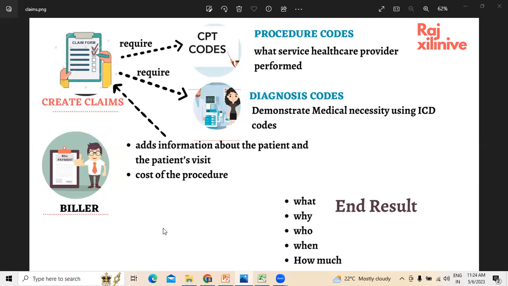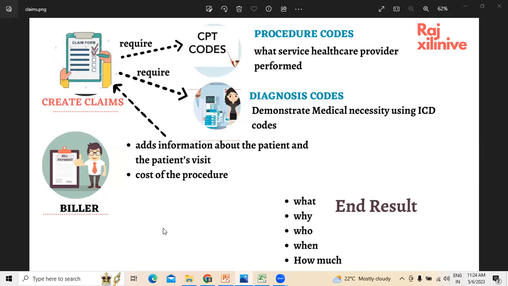At the same time, for every procedure there is a cost involved, because this depends completely on the agreement with the insurance plan which the insurance company has provided. For every treatment or procedure there will be some cost, and that cost has to be updated. So the cost of the procedure has to be mentioned there, and based upon this cost, the reimbursements will be taken.